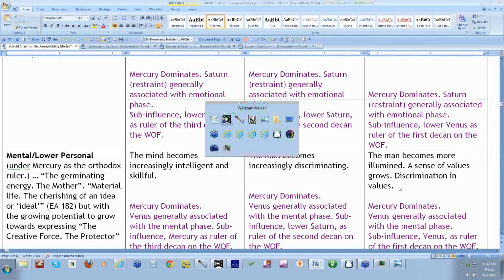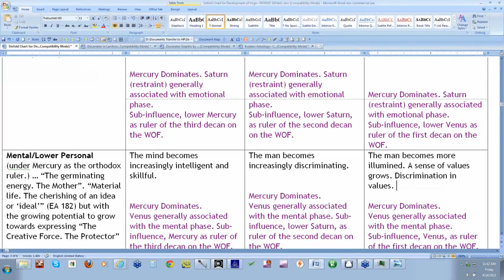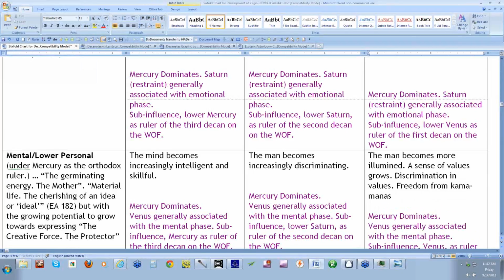The union of Mercury and Venus together is Kama-Manasic, but there is the chance in this mental phase associated with the third petal to grow into a more exclusively mental approach, and Virgo is one of the major mental signs. So perhaps freedom from Kama-Manas can begin to occur. Let's call it this. Freedom from Kama-Manas. Under Saturn, the man becomes increasingly discriminating.